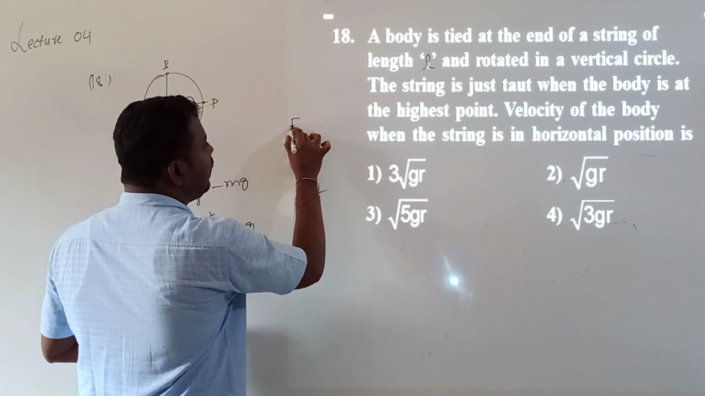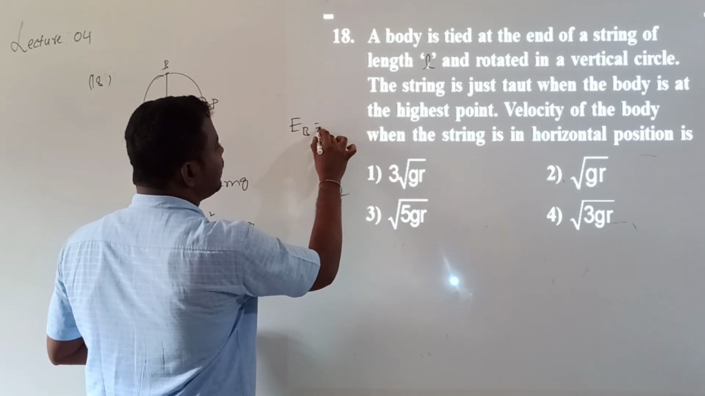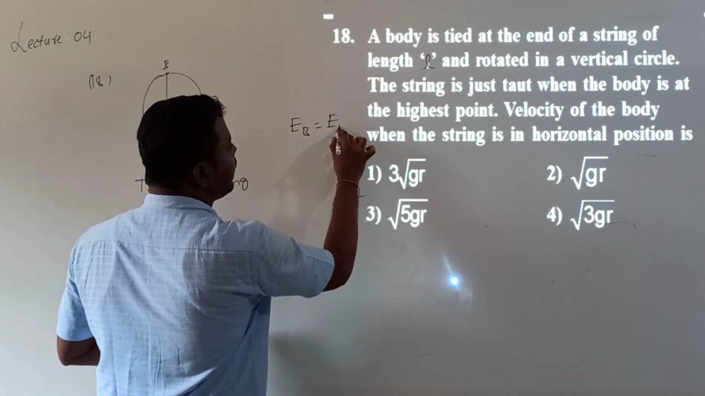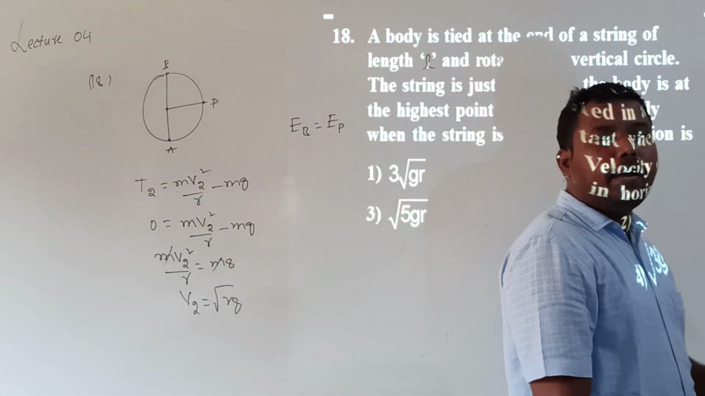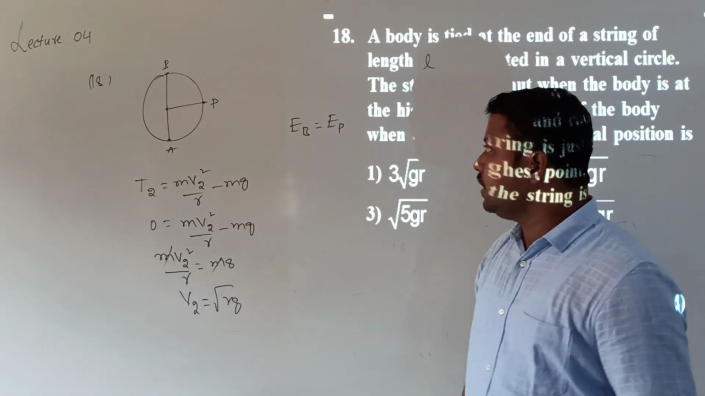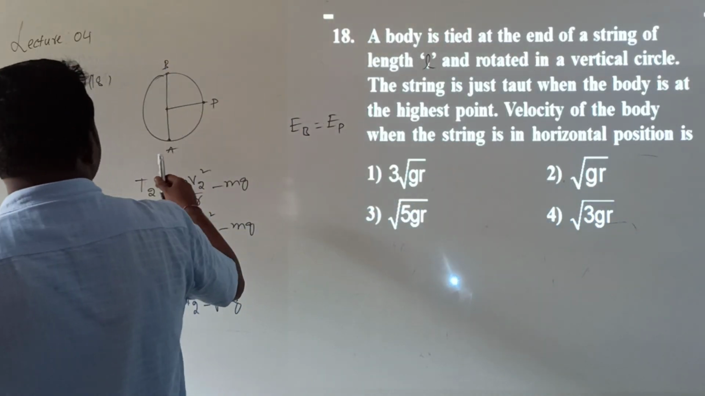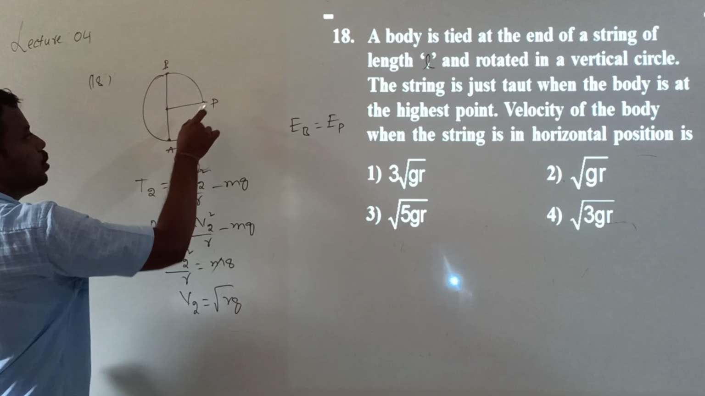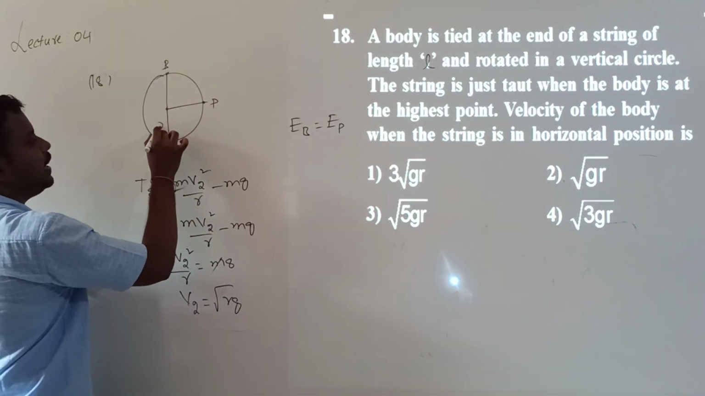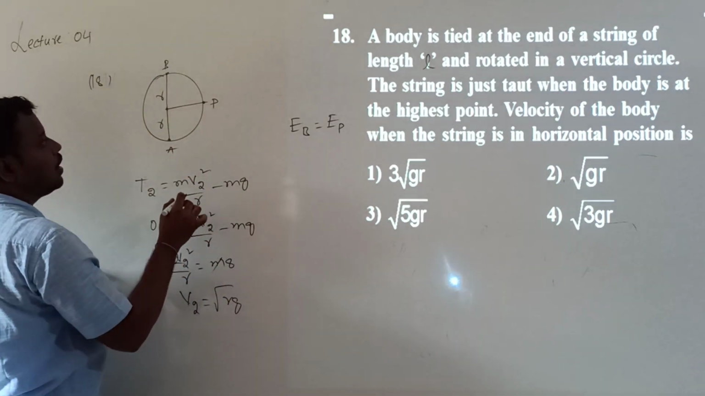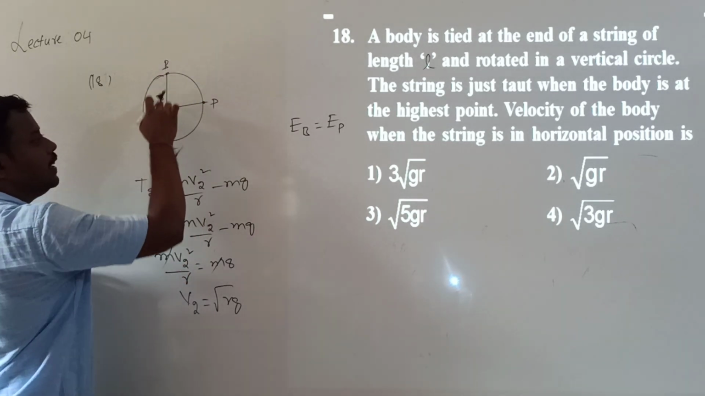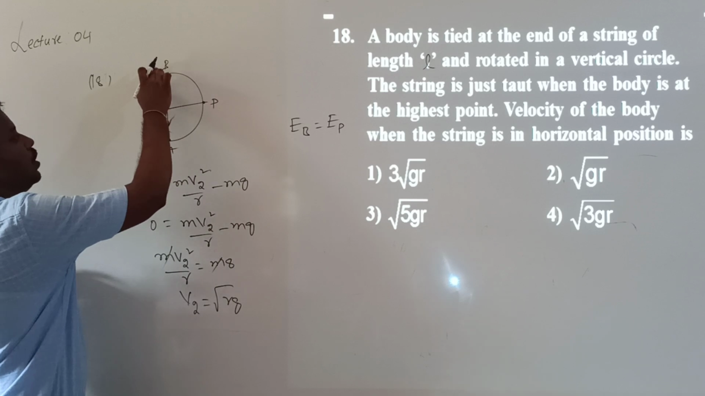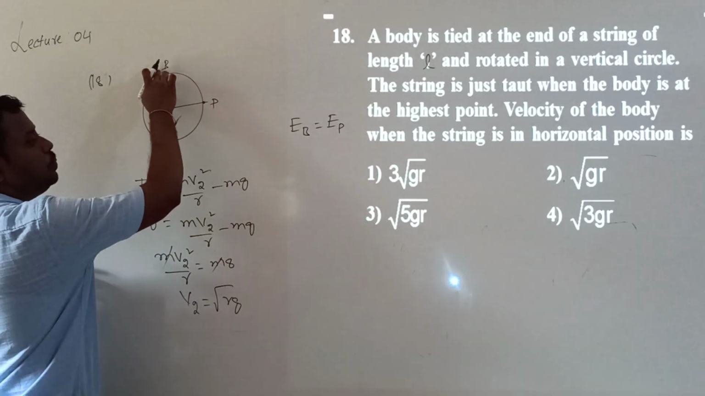I will apply the law of conservation of energy. In many cases of this chapter we are applying this law. Whenever we want to calculate the velocity, we apply the law of conservation of energy. According to this law, total energy at B is equal to total energy at P. This radius value R, this radius value R. What is the height of the point P? R. What is the height of the point B? That is 2R. At B, the body has both kinetic energy and potential energy.